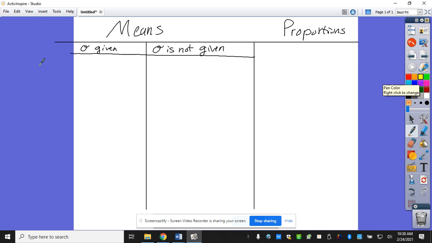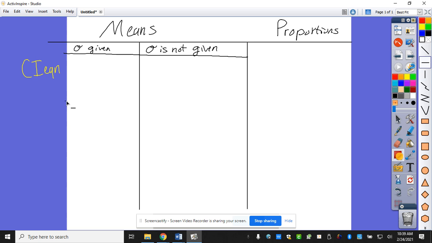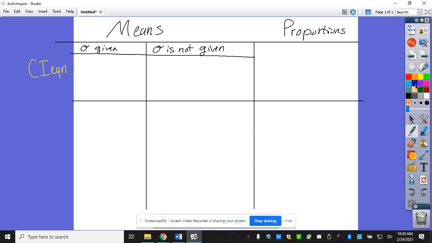So let's start with our confidence interval equation. What is our confidence interval equation for, and we'll start down here with proportions? What does it start with? What does the confidence interval equation for proportions start with? P hat. P hat what? Plus or minus z times what? And all that's over n.